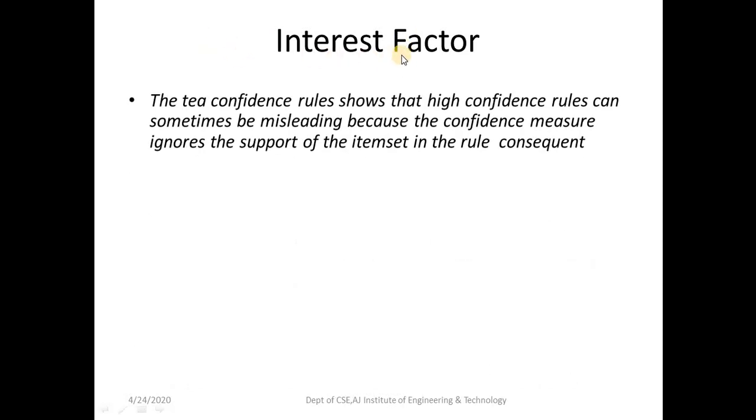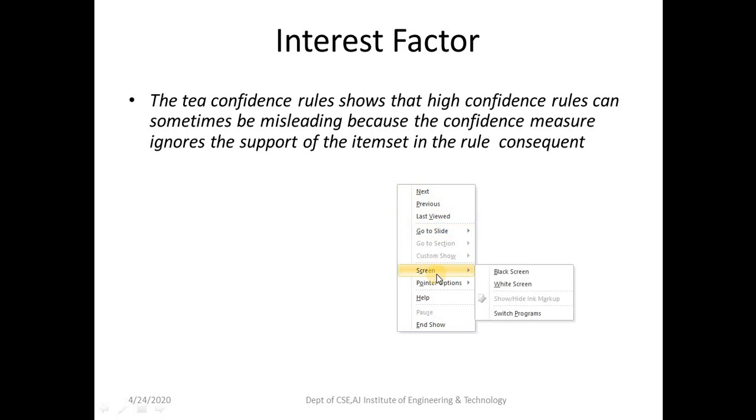So, interest factor. The tea coffee example shows that high confidence rules can sometimes be misleading, because the confidence measure ignores the support of the item set in the rule consequent. We have already seen this in the previous example, where we calculated the confidence of the tea coffee rule, and it was a high confidence rule yet misleading. Now what is the rule consequent?